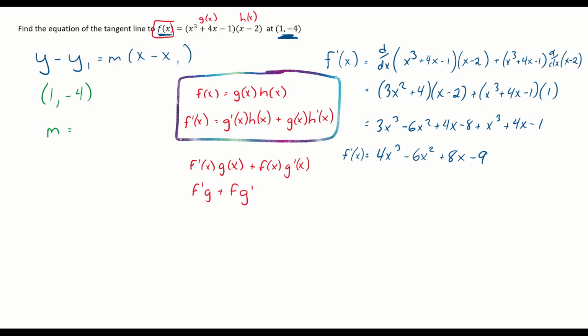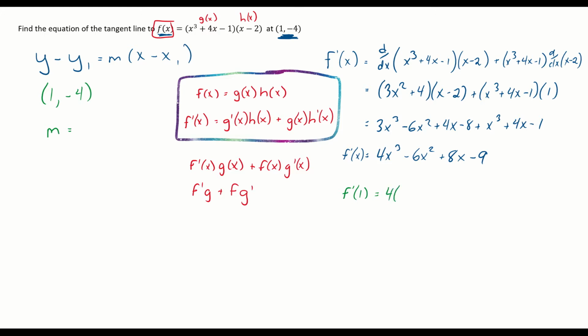Okay, so the product rule is not too bad at all. You just take the derivative of the first function times the second plus the first function times the derivative of the second. So now we need to find the slope at 1 comma negative 4. That means I need to find f prime of 1. And what does that equal?